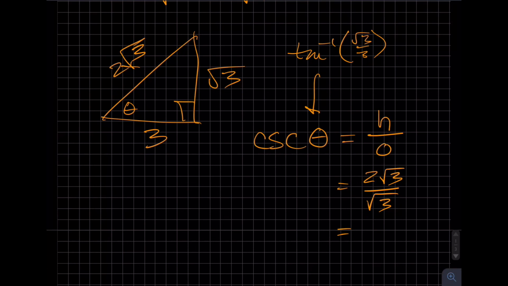The radical 3's divide and become 1, and I get that the cosecant of the inverse tangent of radical 3 over 3 is 2.